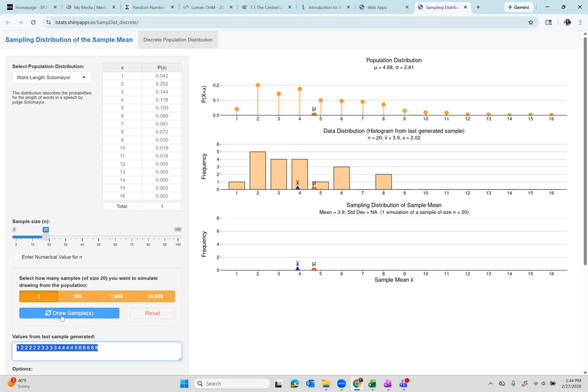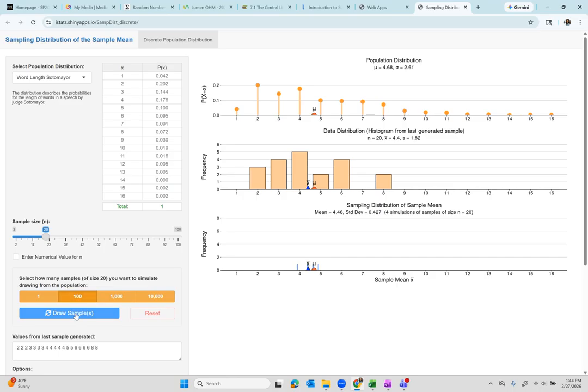All right, let's draw one more sample. There we go. This sample did a little better. It had a mean of 4.9, a standard deviation of 2.1. So it's a little closer to 4.68. Let's draw another one. Okay, we are even closer to the actual mean. We have a sample with a 4.65 mean. This is the word length. We have a new sample of 4.4.